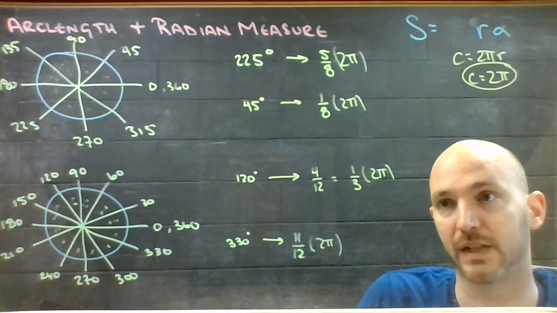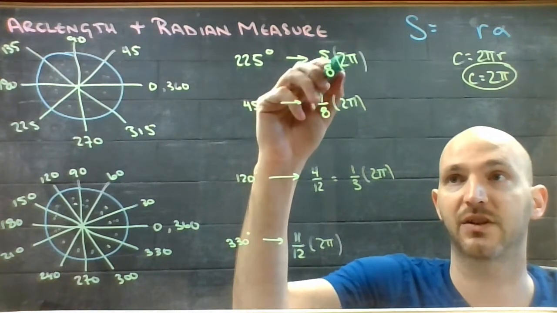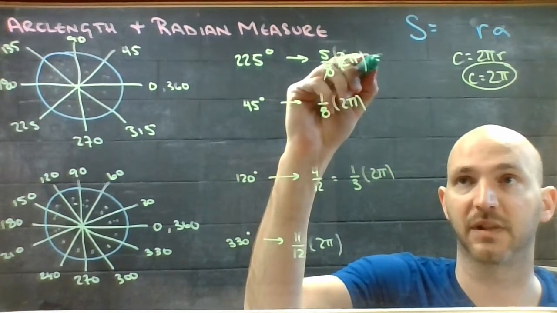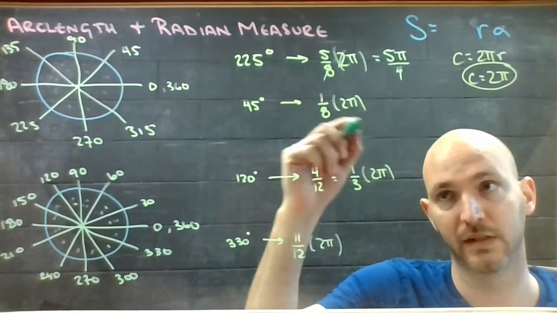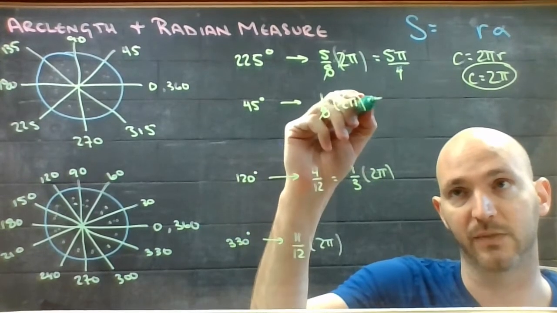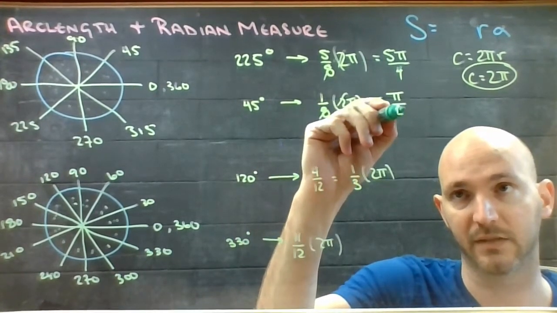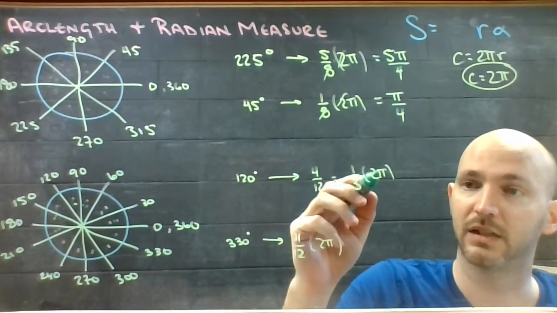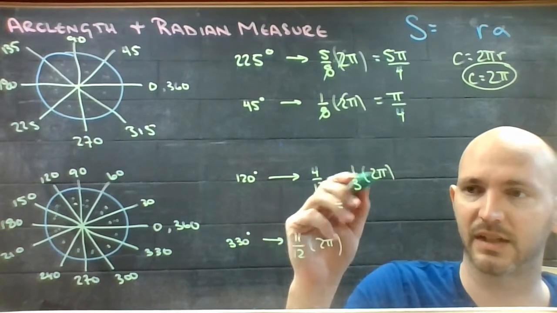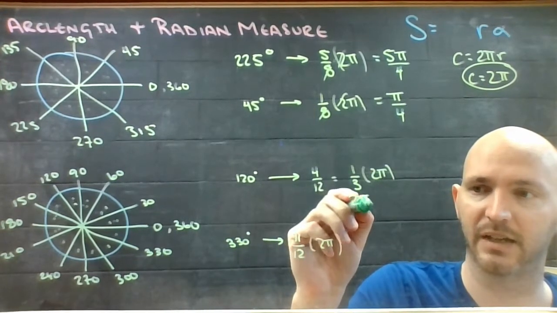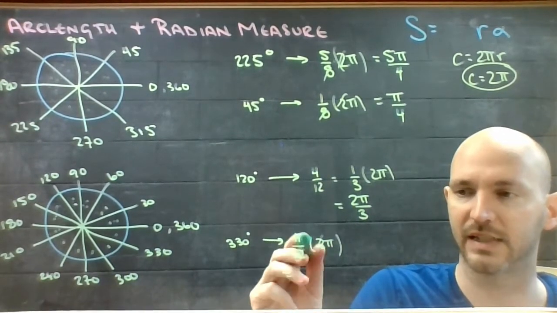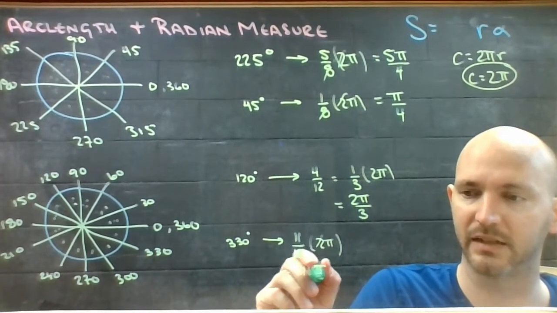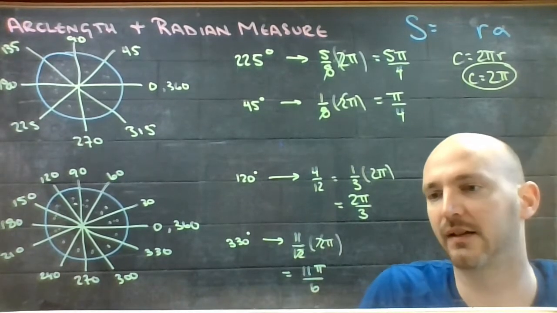Let's see, what do I end up with there? Well, this 2 divided by 8 ends up giving me 5 pi divided by 4. This 2 divides that 8, which gives me a single pi over 4. This doesn't reduce, so it'll look like 2 pi over 3. And this 2 here divides that, gives me 11 pi over 6.